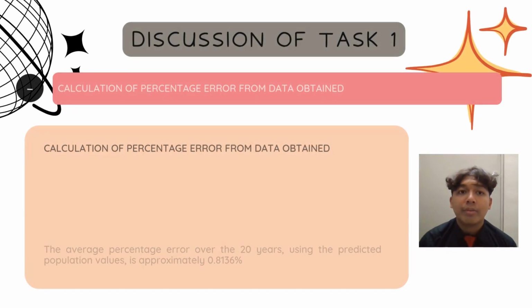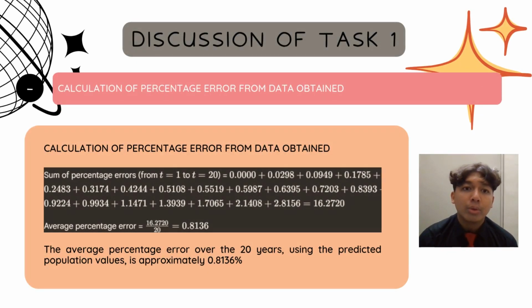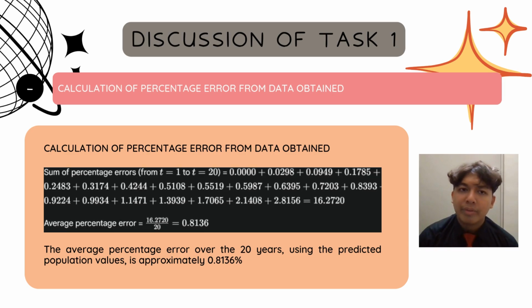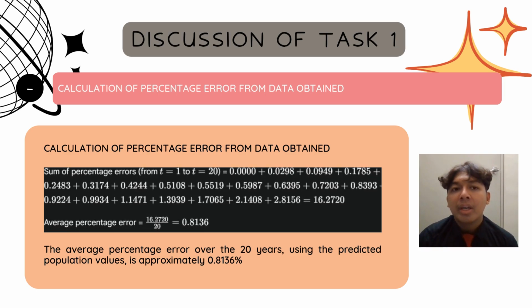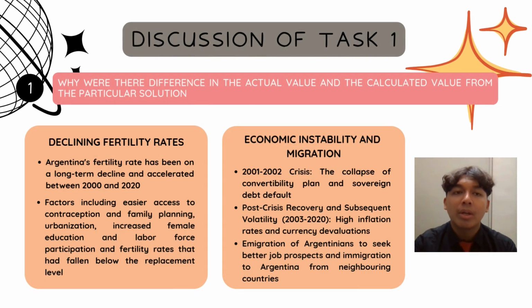After we total up the value of percentage error for the whole 20 years, we can divide it by the number of years, which is 20, and multiply the value by 100%. And from here, the average percentage error over the past 20 years using the predicted population values is approximately 0.8136%.